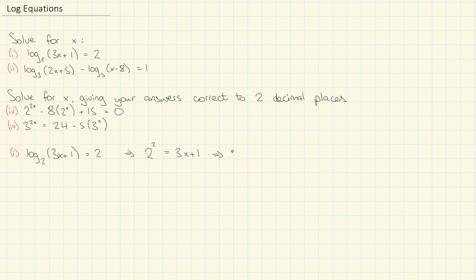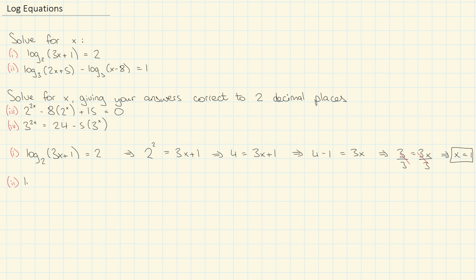Square that out, I'll get 4 equals 3x plus 1. Take away 1: 4 minus 1 equals 3x. You'll get 3 equals 3x. Divide both sides by 3. So x equals 1. And an easy way to double check, just use your calculator, and anywhere you see an x in the equation, just replace it with 1.